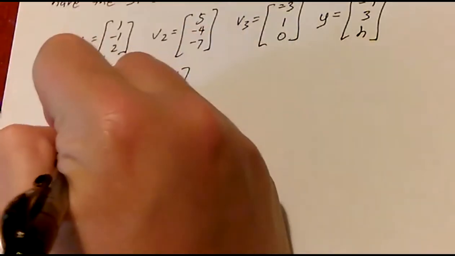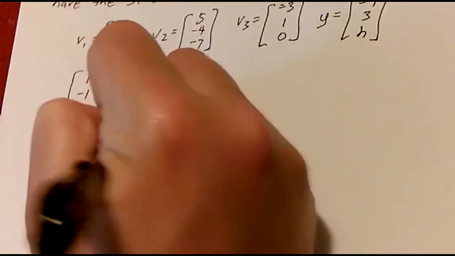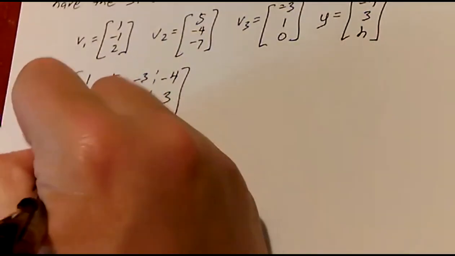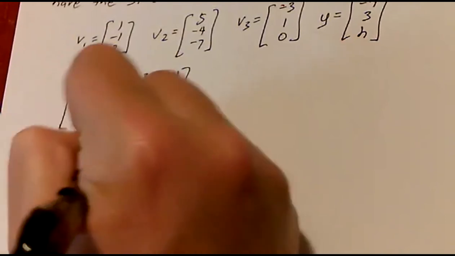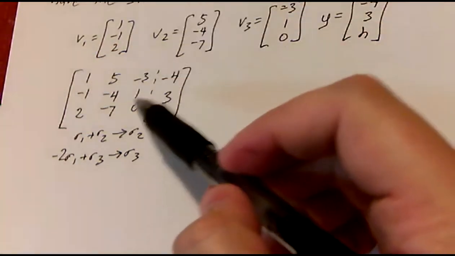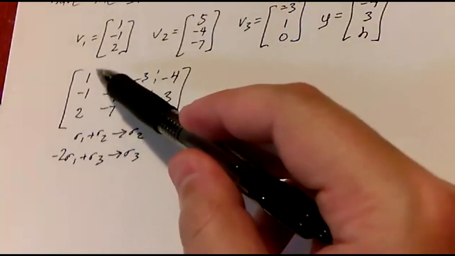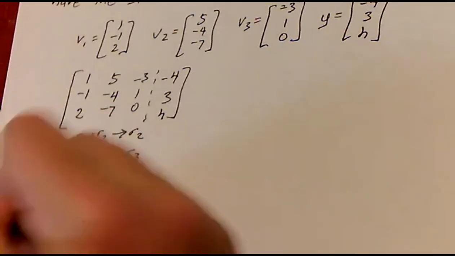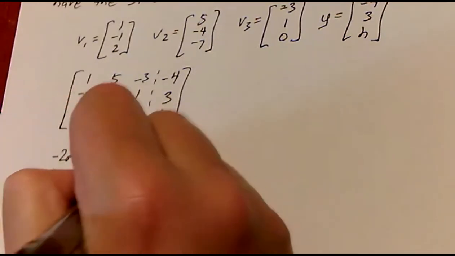So I'm going to take row 1, add it to row 2 and replace row 2. I'm also going to take -2 copies of row 1, add those to row 3, and replace row 3. I'm going to do these two row operations at once, because I want to get a 0 here in row 2, and I want to get a 0 here in row 3. First row is unchanged.